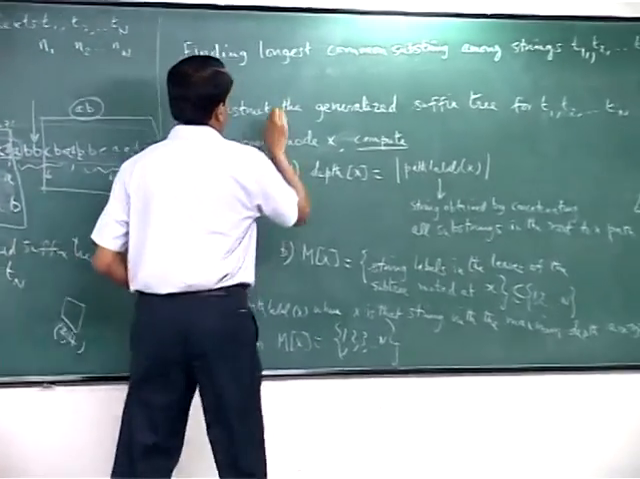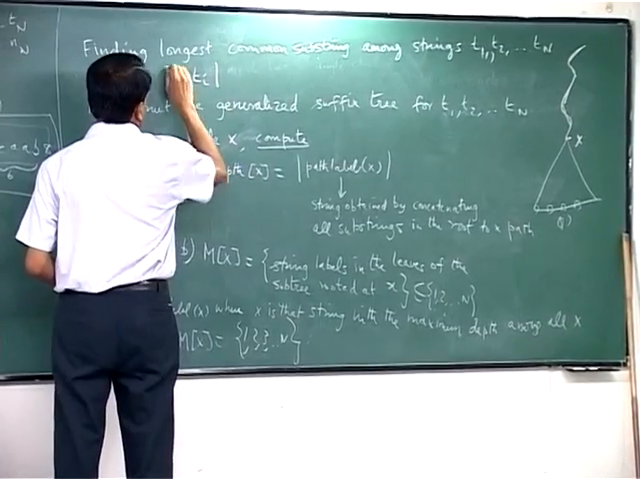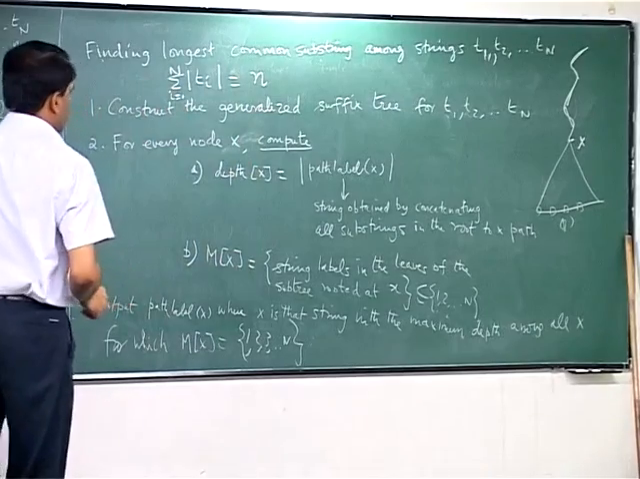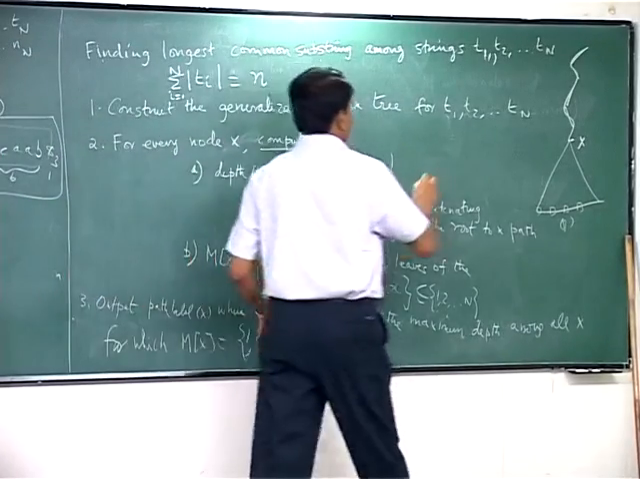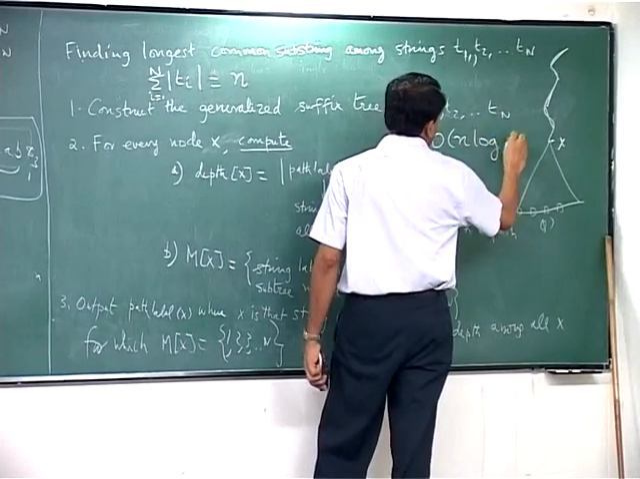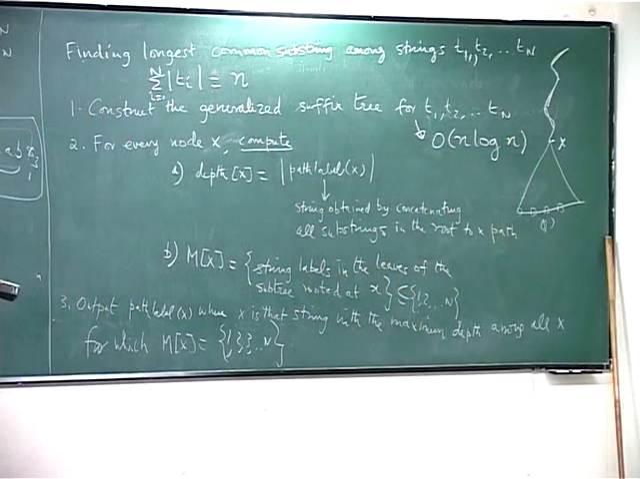And let's assume that the summation length of the Ti is some small n. So this I already said you can do in order n log n. This is an assumption which we actually didn't prove, but you can do it in this much time. After I have done this, construct the suffix tree.